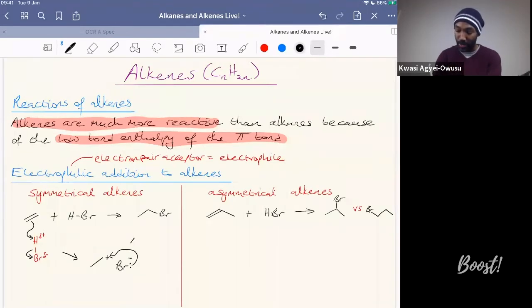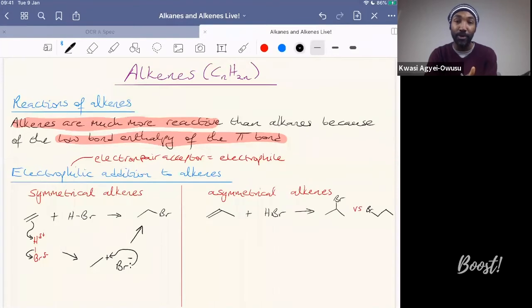Okay, so there we go to our product. And you've got, as a result, the addition of hydrogen and bromine across that double bond. Okay, so think of the curly arrow as a movement of a pair of electrons, but it's also telling you how new bonds are formed and how bonds are broken.